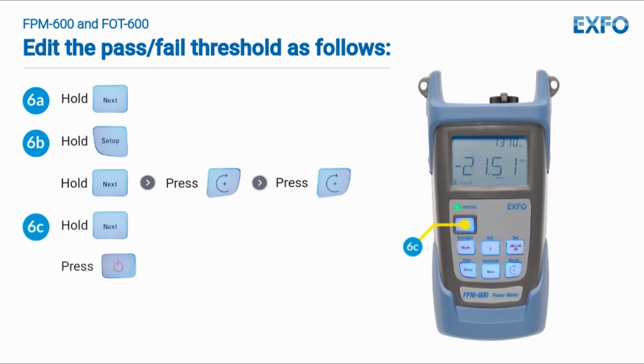You can also press the Power button to return to the previous value without saving. Once complete, you can press the Power button twice to exit the setup menus.